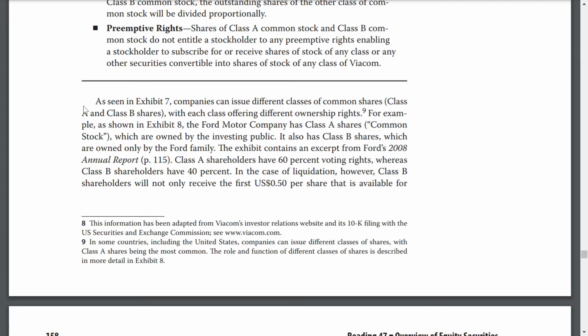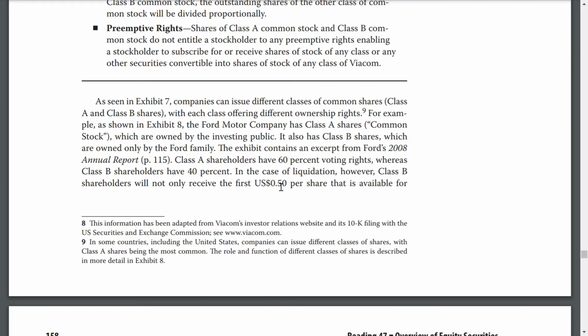As seen in Exhibit 7, companies can issue different classes of common shares, Class A and Class B shares, with each class offering different ownership rights. For example, as seen in Example 8, Ford Motor Company has Class A shares, or common stock, which are owned by the investing public. It also has Class B shares, which are owned only by the Ford family. The exhibit contains an excerpt from Ford's 2008 annual report. Class A shareholders have 60 percent voting rights, whereas Class B shareholders have 40 percent.